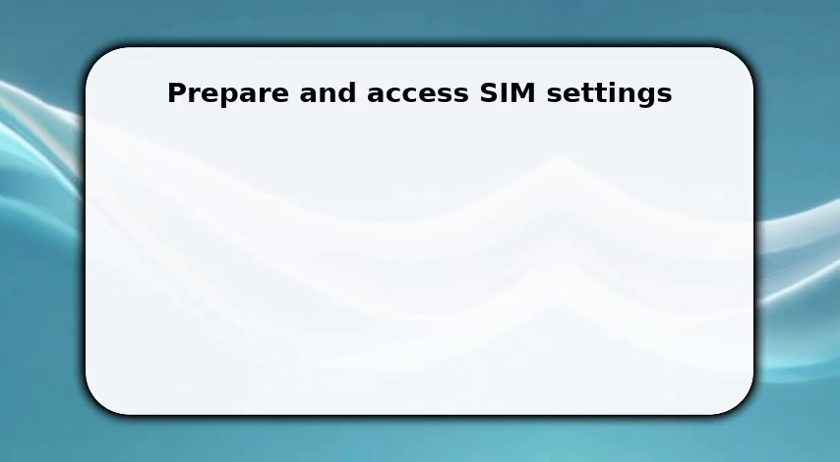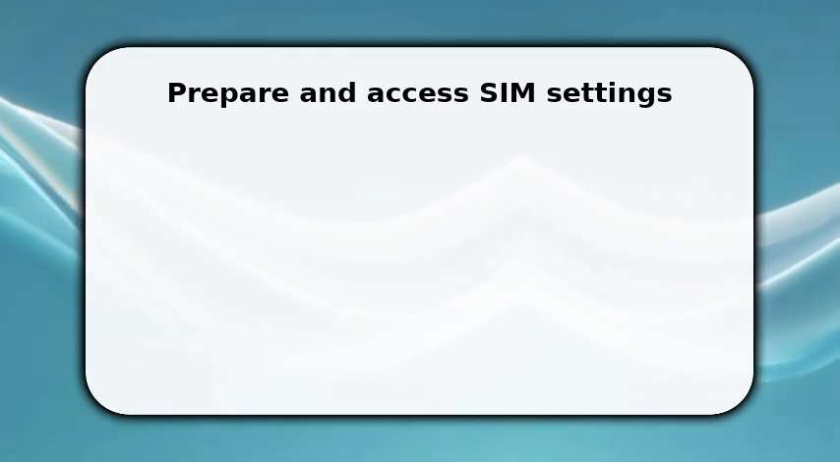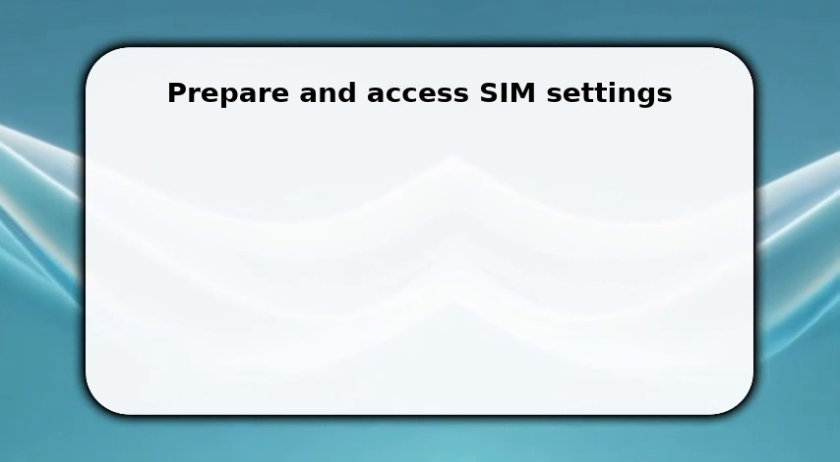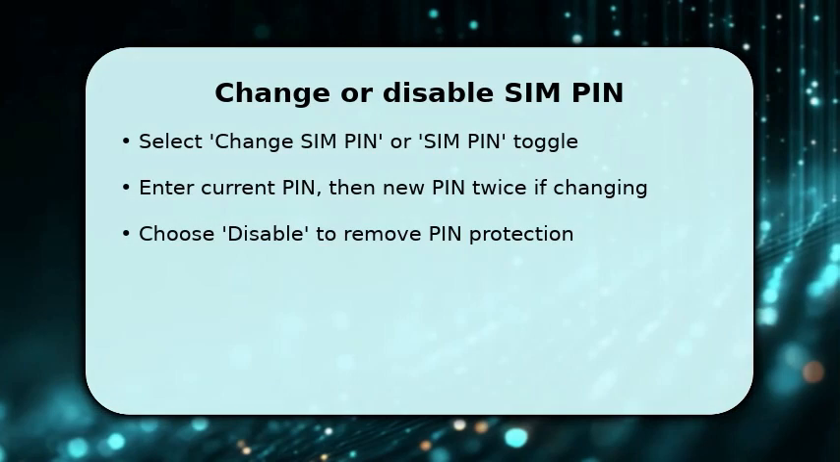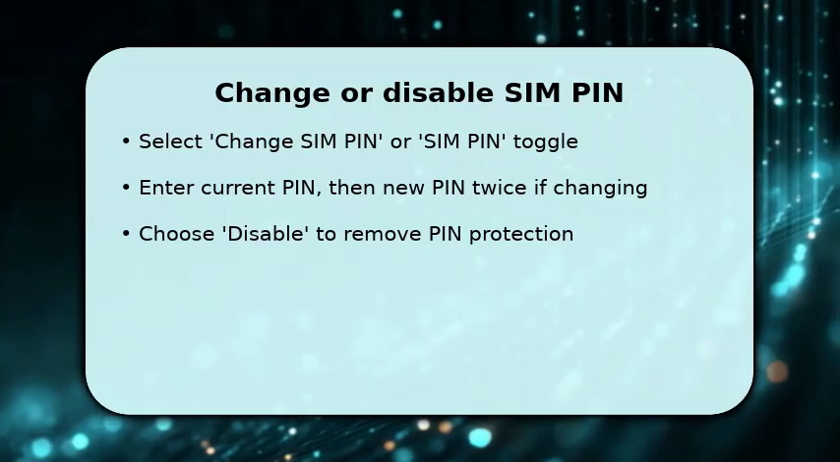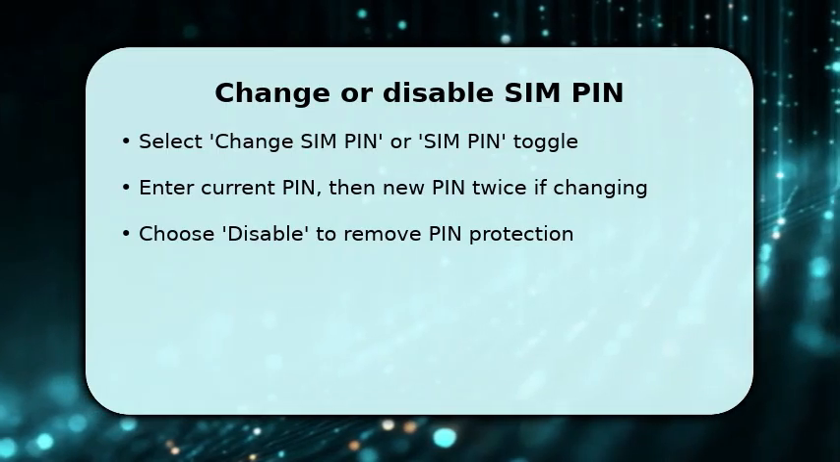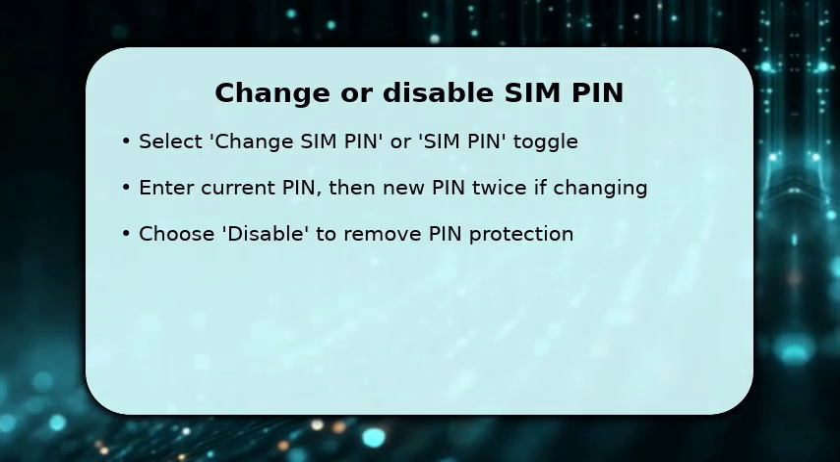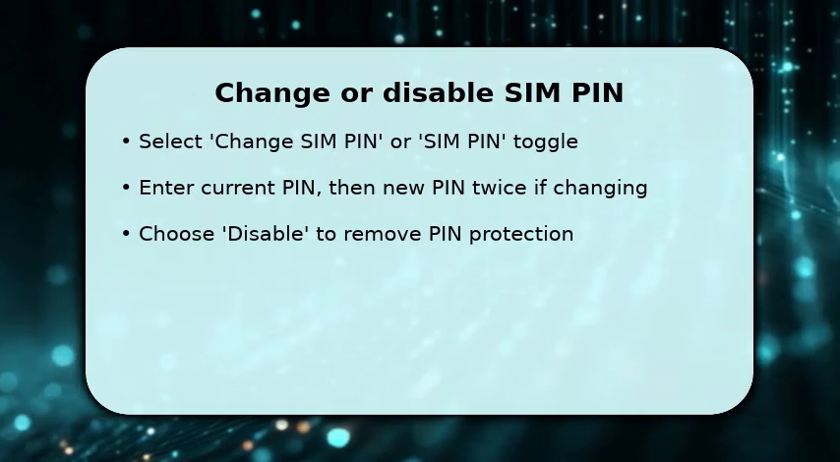Make sure to read prompts. They explain why the network requires a PIN and what disabling it will do to your device's protection. You select the option labeled Change SIM PIN or toggle the SIM PIN entry depending on your OS. Enter the current PIN when prompted. The phone verifies you own the SIM.